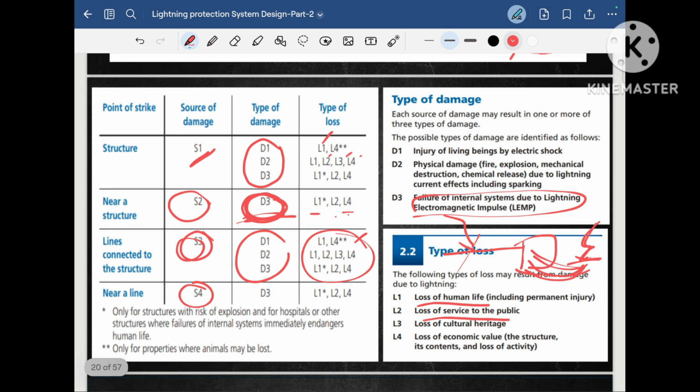For S4 type, I told you there is an underground line connection and the lightning strikes near the underground connected line. So there will be a chance of L1, L2 and L4 losses. Hope you clearly understood what could be the possible damage and losses due to the lightning strike, based on the lightning strike type, that is S1, S2, S3 and S4.